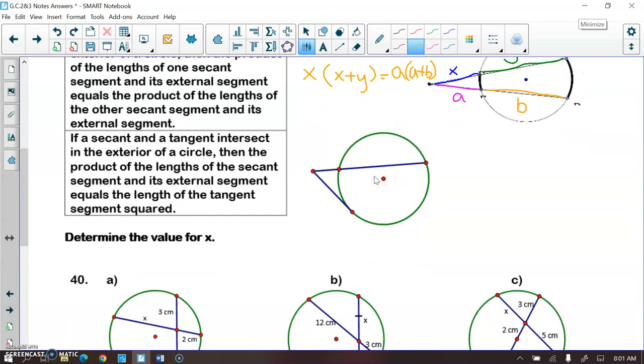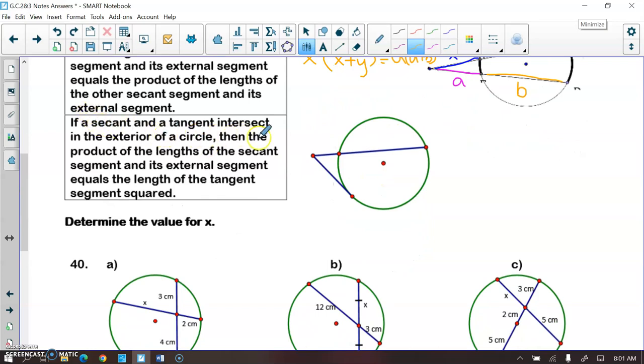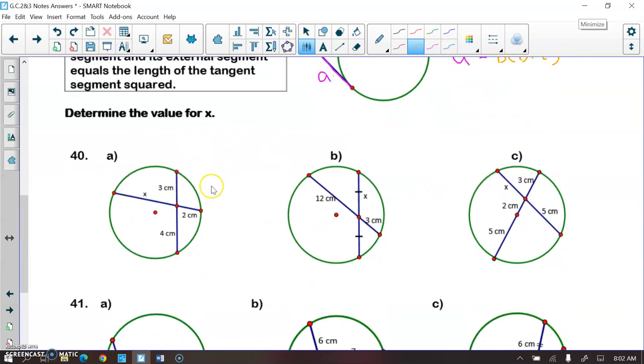And then one last rule is that if I have a secant and a tangent intersecting on the exterior of a circle, what happens is that if you take the tangent squared, so I'm going to label my tangent A, so A squared would be equal to the outer portion of my secant times my whole secant. So it would be equal to B times my whole secant, B plus C. So let's get started with these rules.